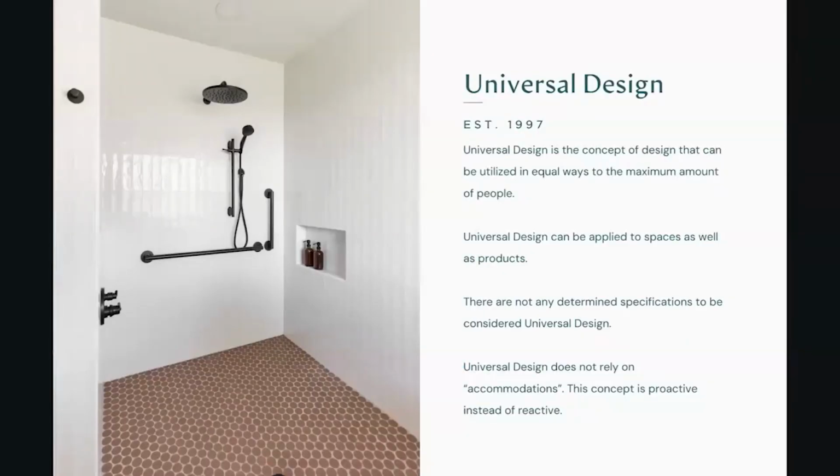It's more proactive than reactive. So you'll see in some of these other types of accessibility, especially with ADA, there's going to be a list of accommodations that can be made for people. But universal design really wants everyone to have the same experience using it, no matter their abilities, age, or anything really. Like every person can use the space as equally as possible.